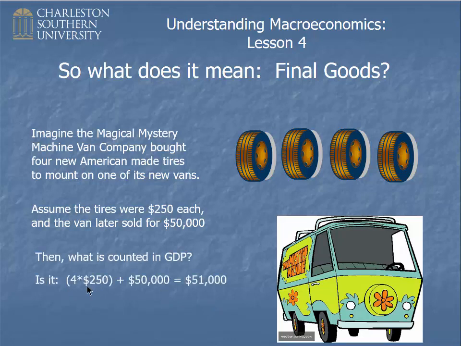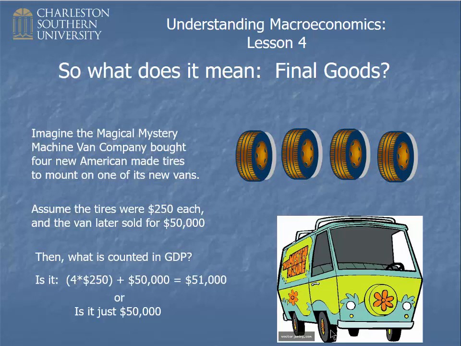Should we count the 4 tires? That would be 4 times 250, that's 1,000, plus the 50,000 for the van. So is this 51,000 towards GDP, or is it just the 50,000? I hope you can see that the correct answer would be just the 50,000, because if you counted these tires when the company bought them and then counted again the van when it was sold, it is obvious that the cost of the tires is embedded in the cost of the van.